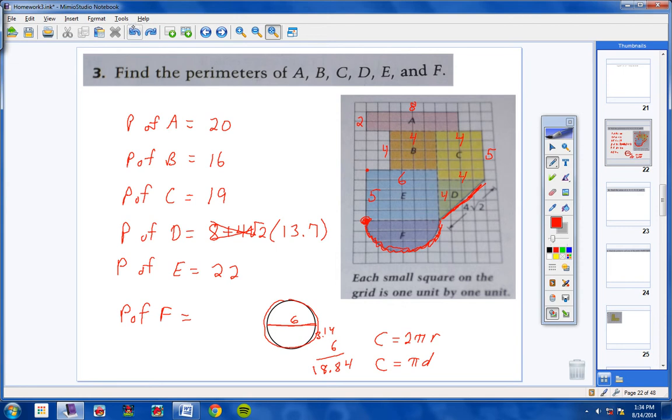Listen to me carefully. Look. I found the distance from this point here all the way to here, but I also have to include this segment right here, which is 6. So I have 9.42 plus 6, and so the total perimeter is going to be 15.42.